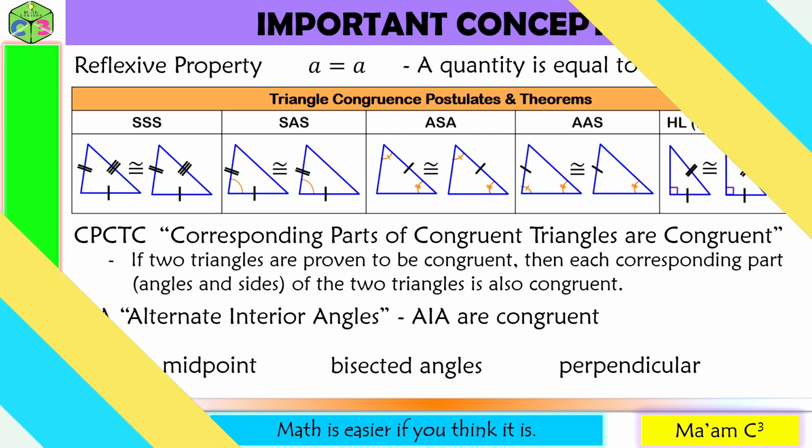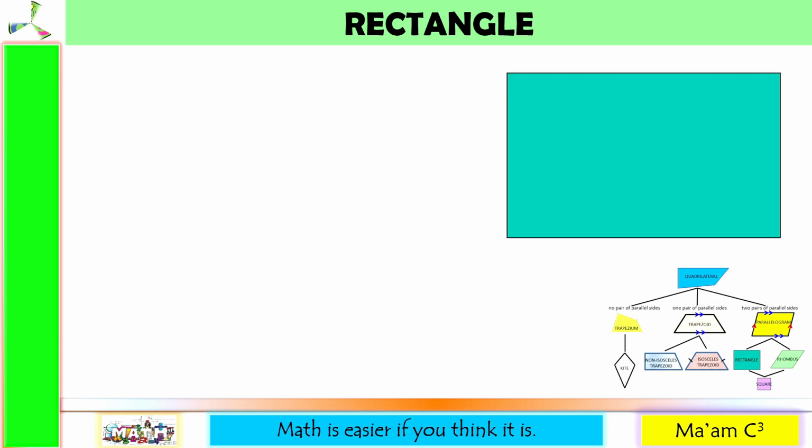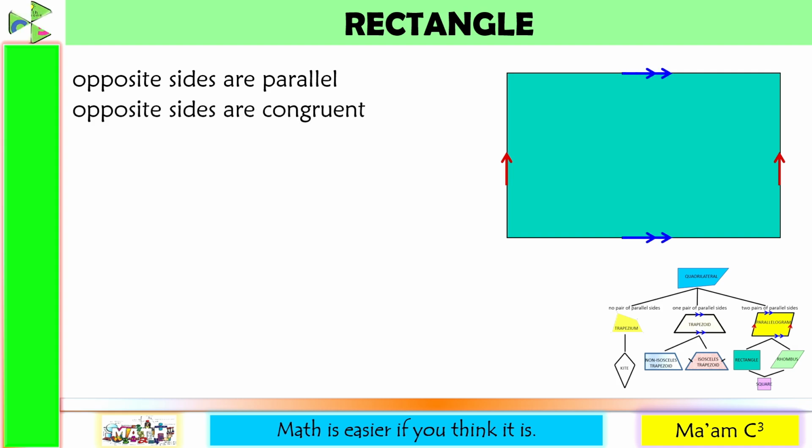Let's have the first one, the rectangle. Before we prove, let us recall first its properties. So here is a rectangle, and a rectangle is a parallelogram. It is under parallelogram. So it means the properties of a parallelogram are also properties of a rectangle. And those are: opposite sides are parallel, so we have this side and these sides. We have opposite sides are congruent. We have these two sides and these two sides are congruent.